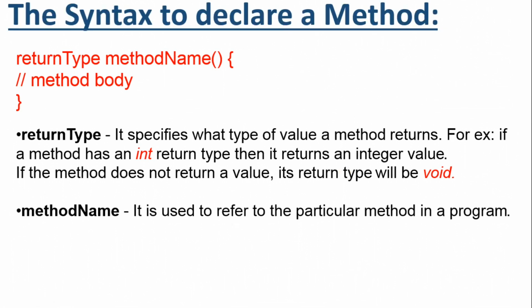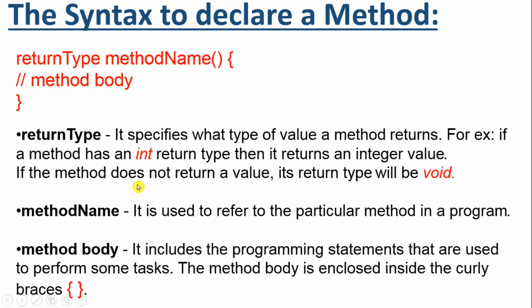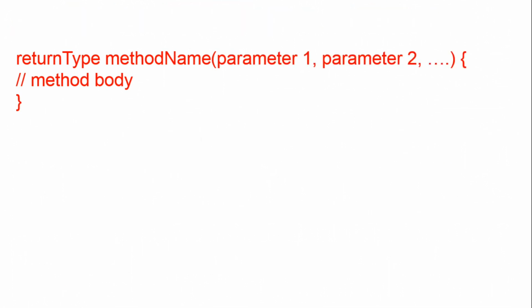Method name is used to refer to a particular method in a program. And method body includes the programming statements that are used to perform some task. Method body is enclosed inside the curly braces. Here, method parameters and arguments.